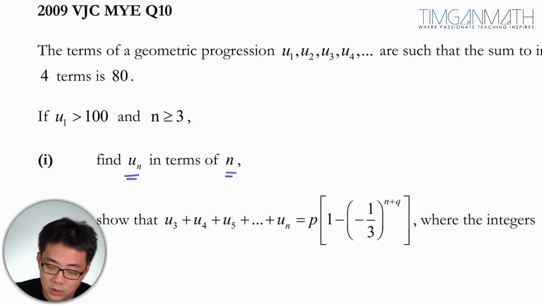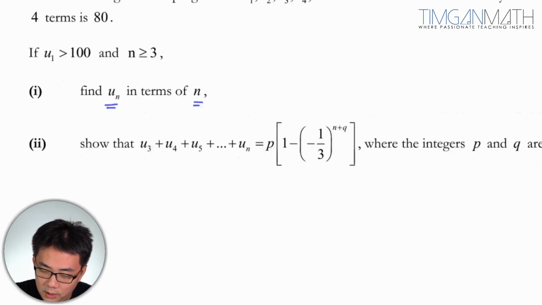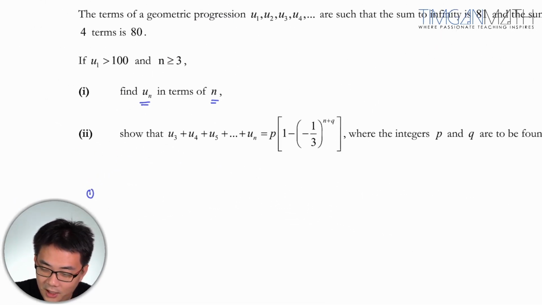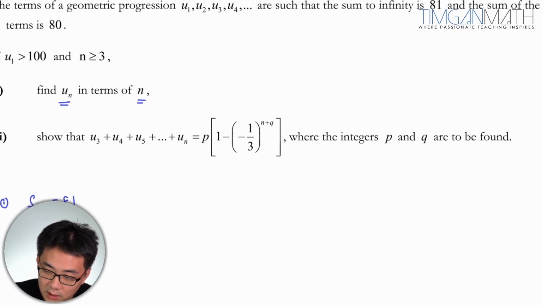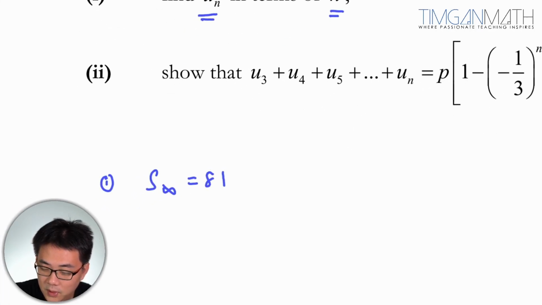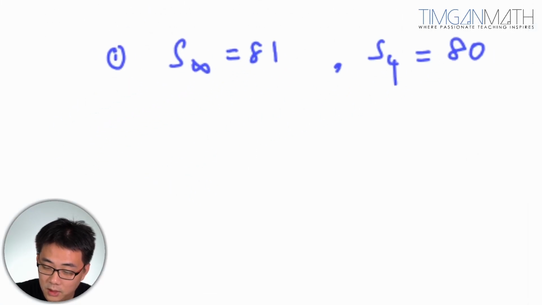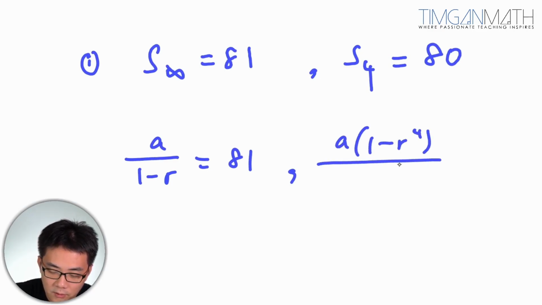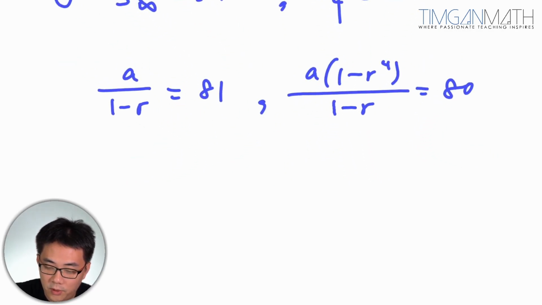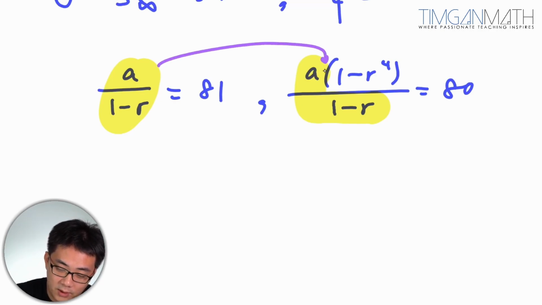So we know that this is a GP, right? I think it's not super difficult. The sum to infinity is 81 and the sum of the first four terms is 80. So this part here is a over 1 minus r equals 81, and the sum of the first four terms is a(1 minus r^4) over 1 minus r equals 80. Now this is where most students will have a problem, identifying that a over 1 minus r here. So just replace it in.